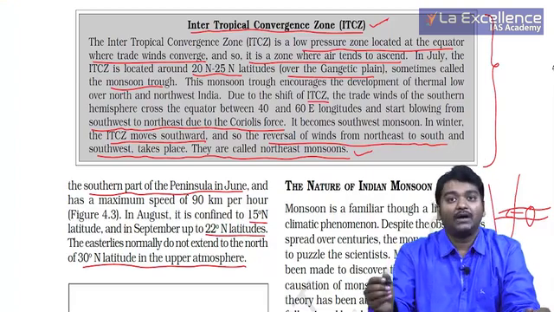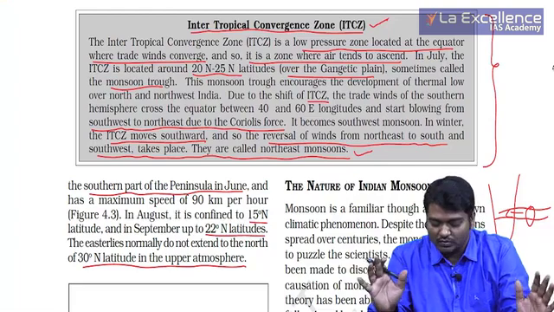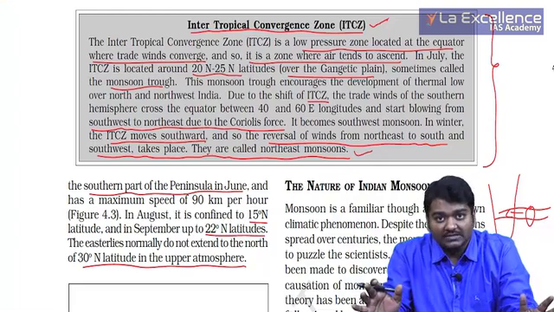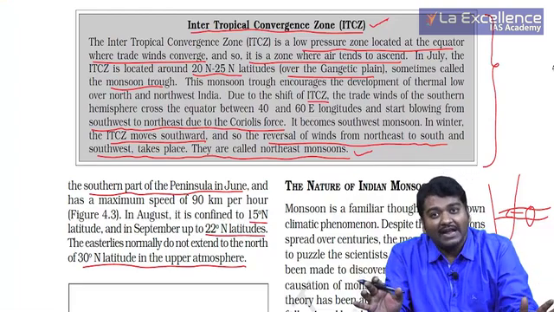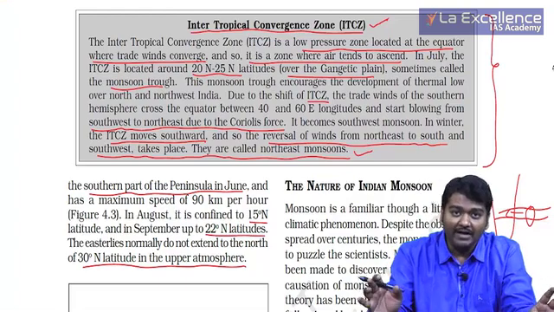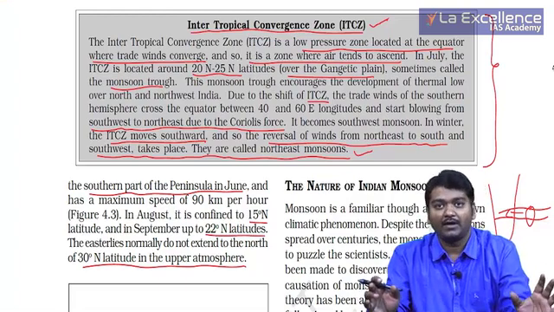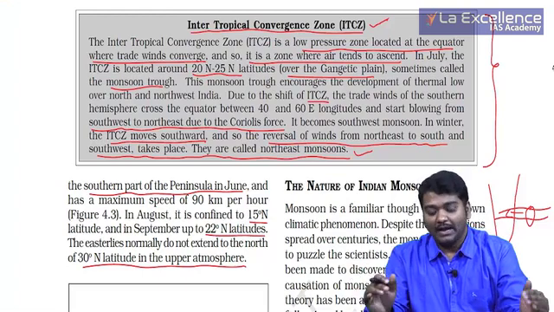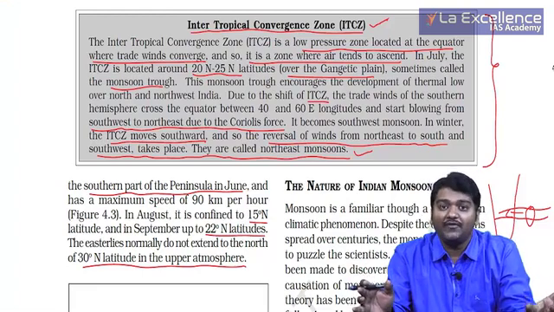Next, we need to observe the nature of the Indian monsoon. Before I get into this, I want you to have clarity over what we have read. Just take a 5 minute break and try to revise it. And then again we'll start. After every 40 to 45 minutes, please try to take a break.